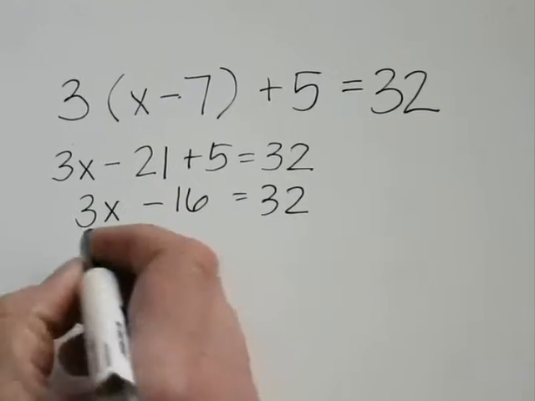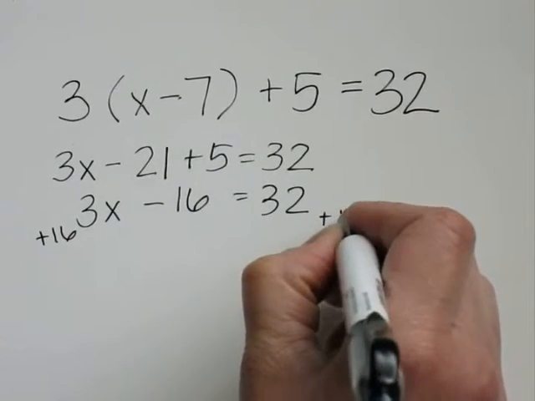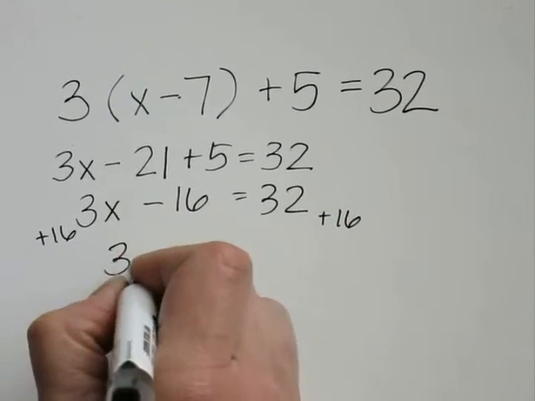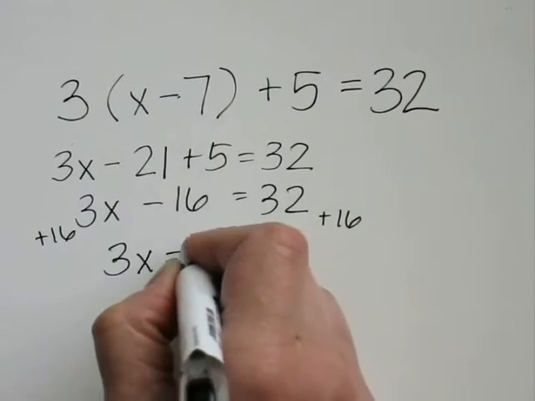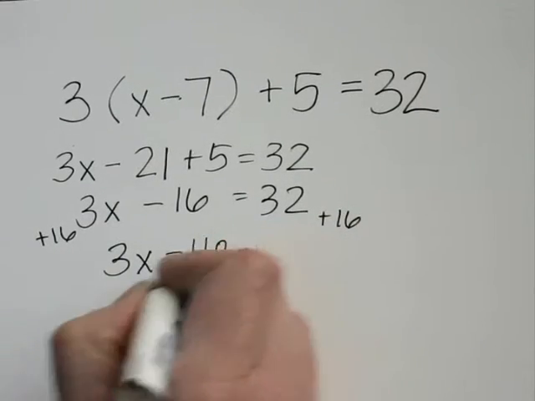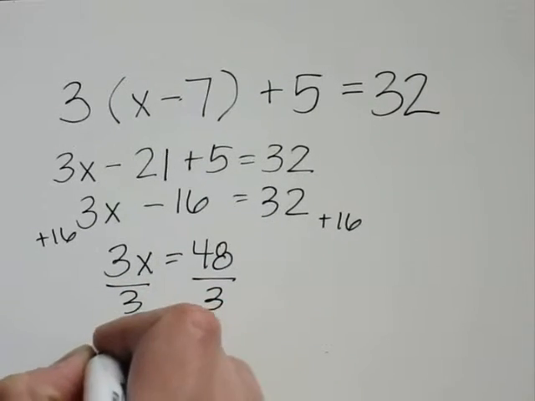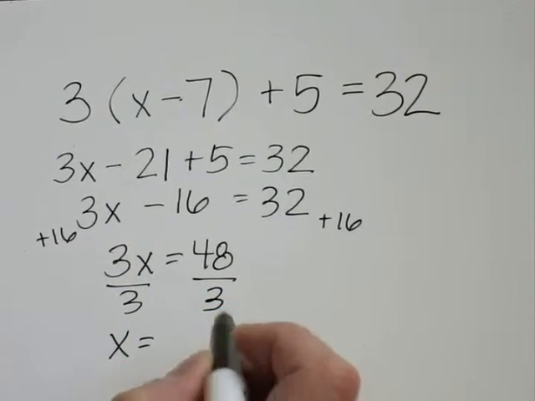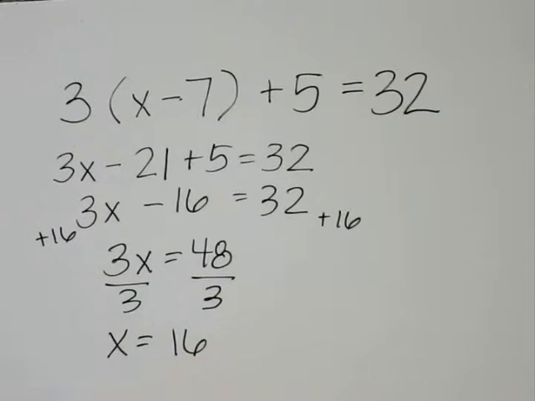Now I just continue solving the problem by adding 16 to each side. 32 plus 16 is 48. Now just divide each side by 3 to solve for x. So 48 divided by 3 is 16.